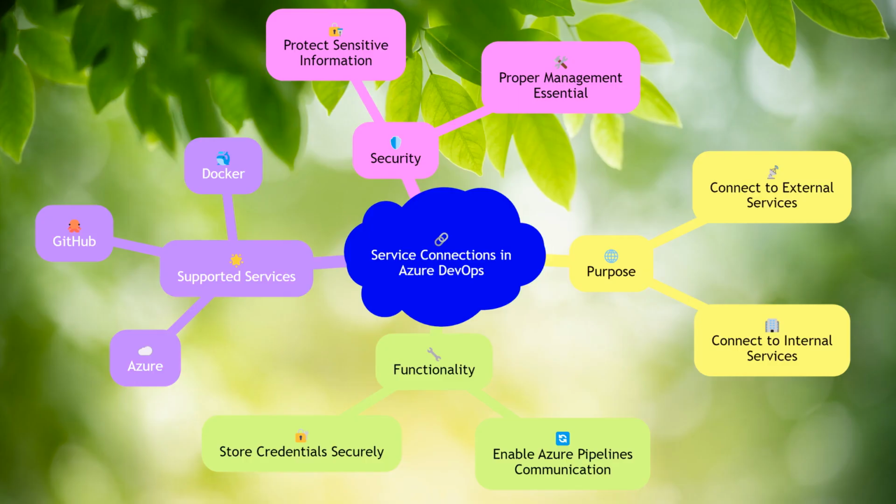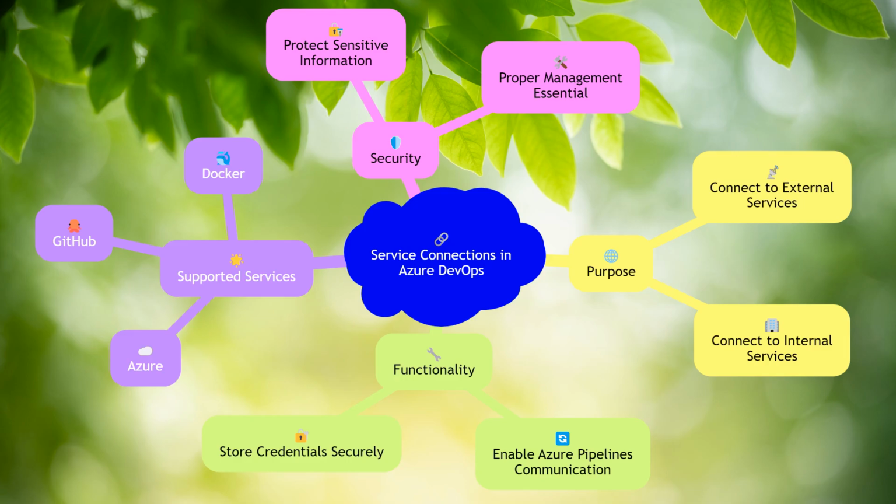Service connections in Azure DevOps are used to connect to external and internal services. They allow Azure pipelines to communicate with various services like Azure, GitHub, Docker, and more. Service connections store the credentials and other necessary information securely, ensuring that your pipelines can access the resources they need without exposing sensitive information. Proper management of these connections is essential for maintaining the security and integrity of your DevOps processes.